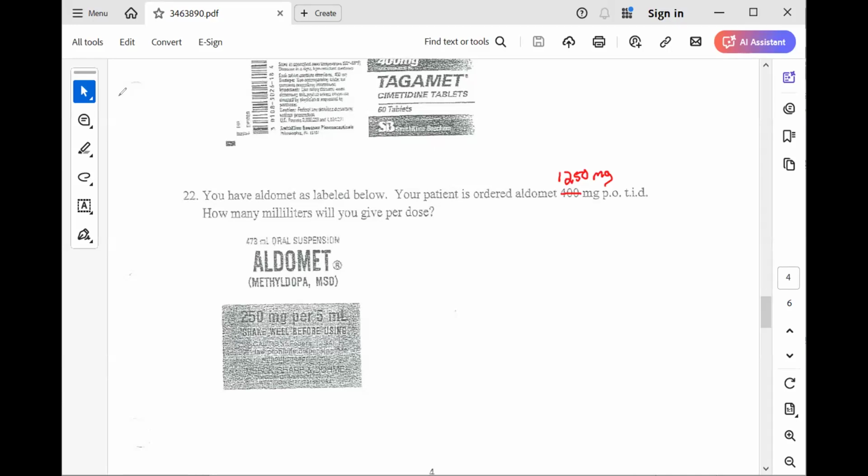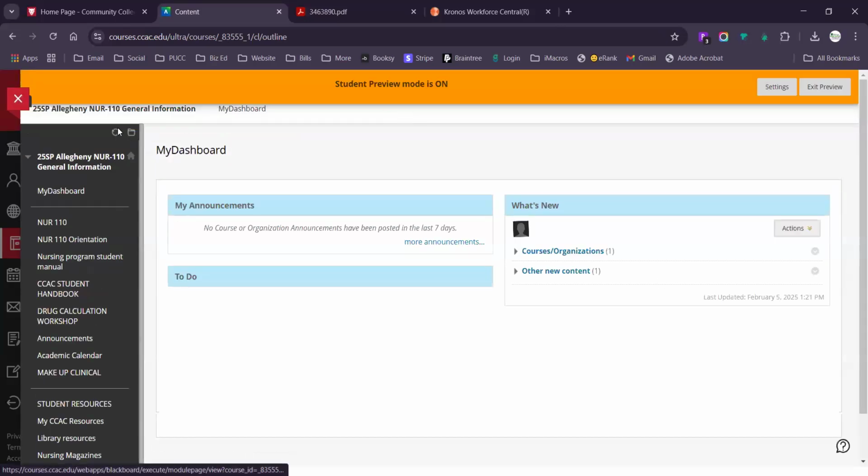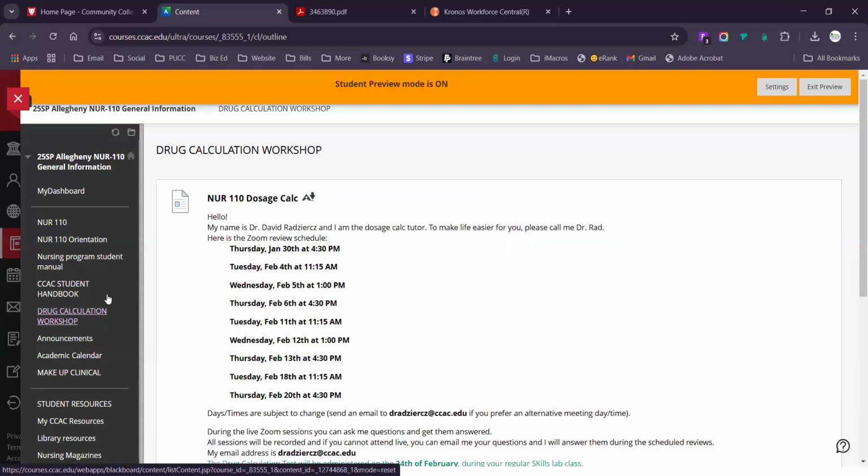Give me 1 second. I'm gonna clear out of here and switch my share to Blackboard. Let me just put this in student preview. So I'm on the 110 Blackboard. Can you see my screen? Yes. Okay. So do you see where it says drug calc workshop? Yes. So you go there.